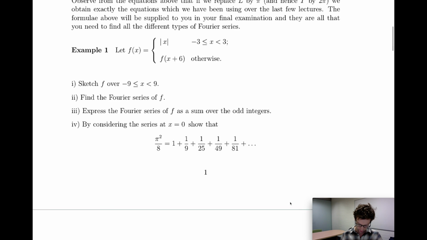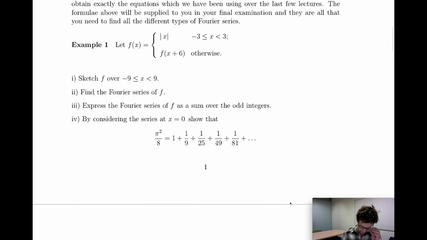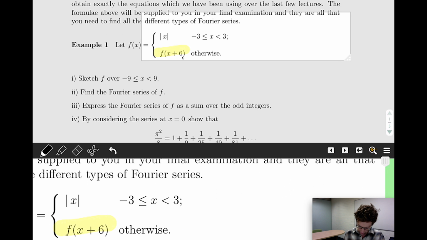Taking a look at example 1, we have a function f of x equal to the absolute value of x between minus 3 and 3, and it's got a period of 6. Again, we're reading that off from this expression here, which tells me that every time I move over by 6 units, I get the same function again. So I can immediately read off from this what the period of the function is.